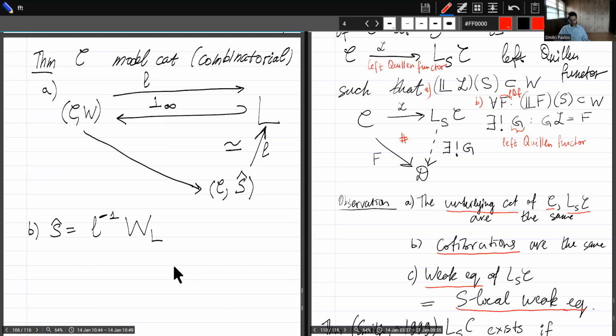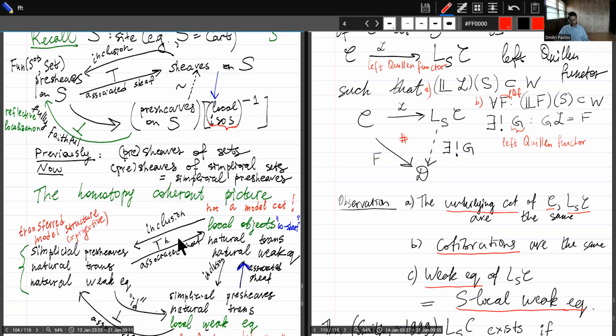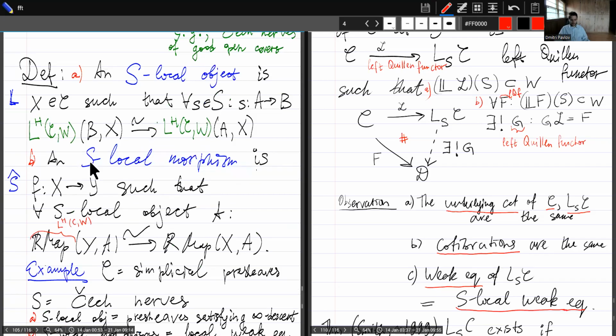Where exactly have we defined them? Oh yes, right here. Well, probably I should say S-local morphisms because they only become weak equivalences once we form a model category out of them.